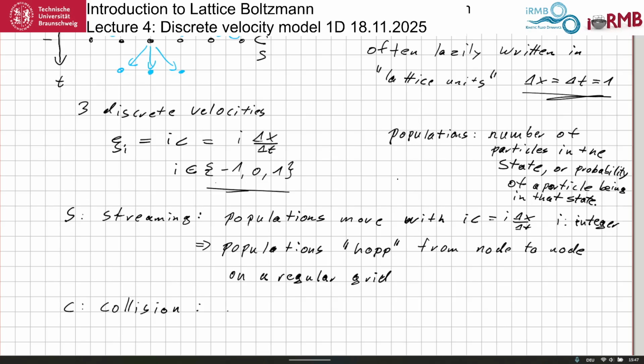So here what we have, the particles, or if you will, the populations, interact with each other on the nodes. So, of course, this implies only these particles that are in the same location, that are on the same node, they interact with each other. So they don't interact with particles or populations that are somewhere further away.